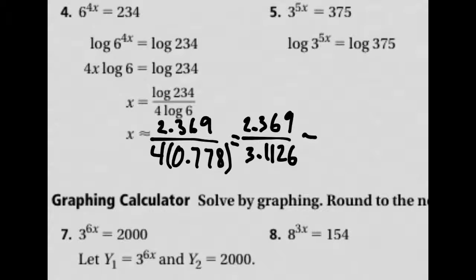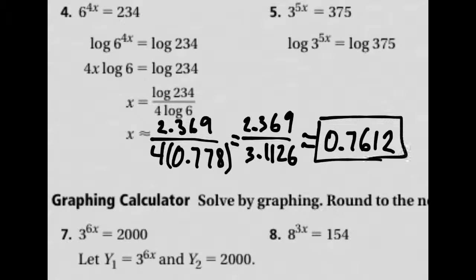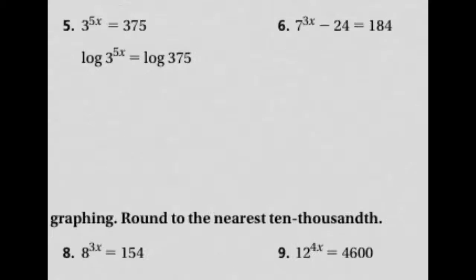And so my final answer is approximately 0.7612. It says round to the nearest 10,000th, so that's four digits, 4 decimal places. That's your final answer. All of these, of course, are approximations because we're using the logarithms in a calculator to solve them. Okay, now that we understand the concept, let's look at number 5.